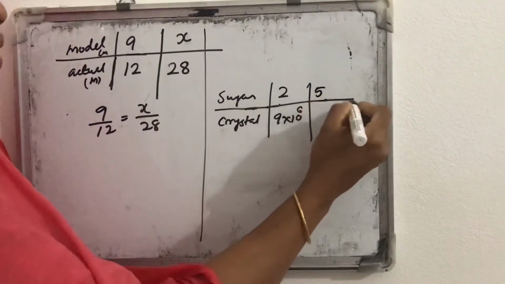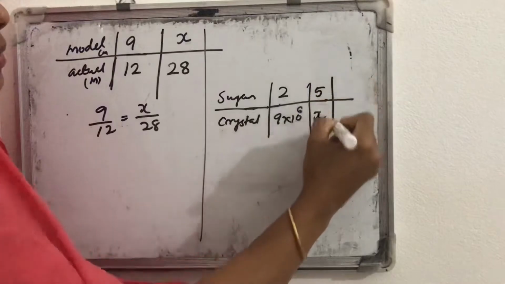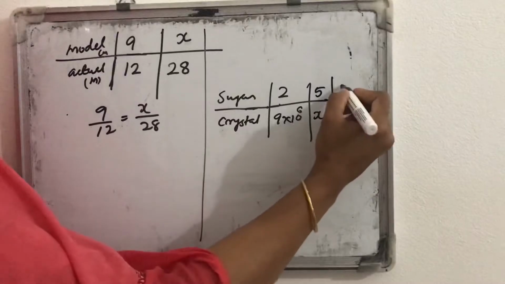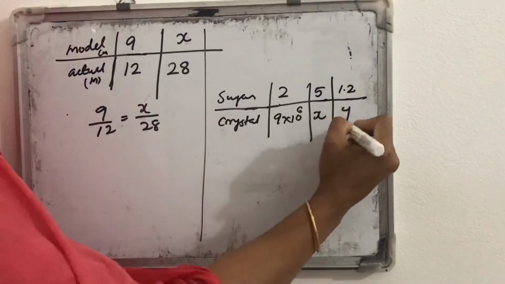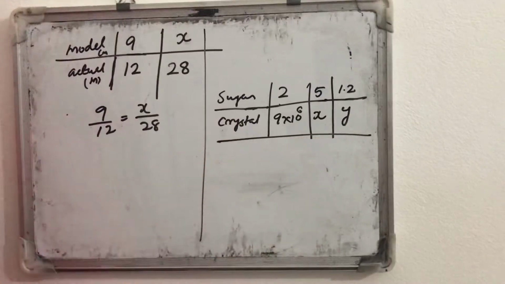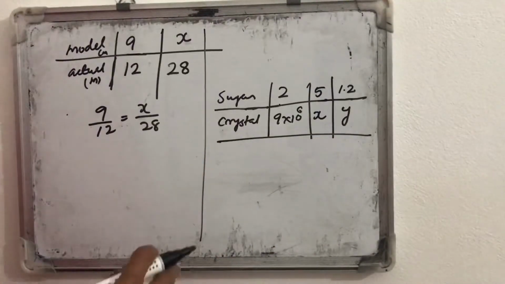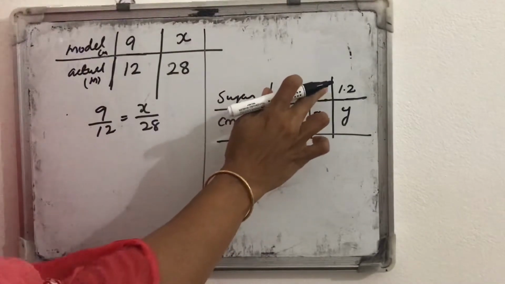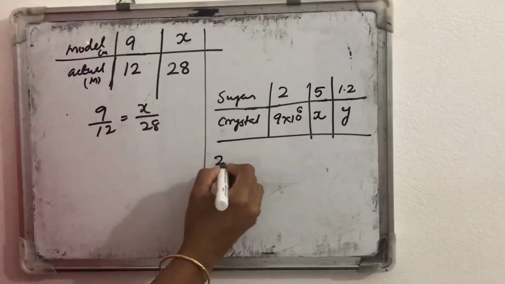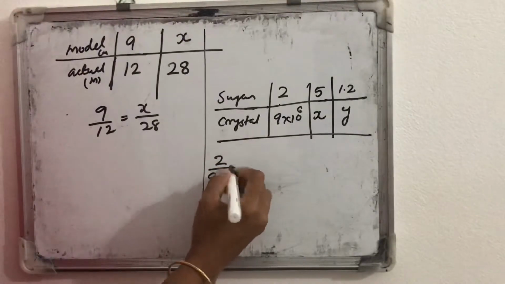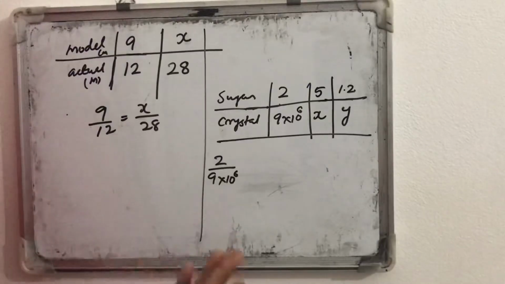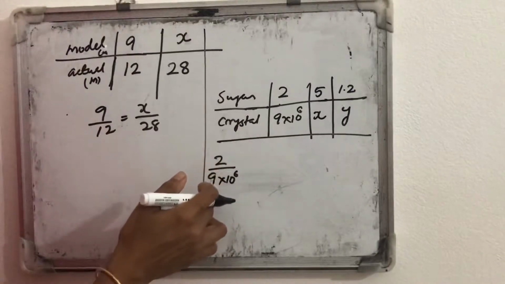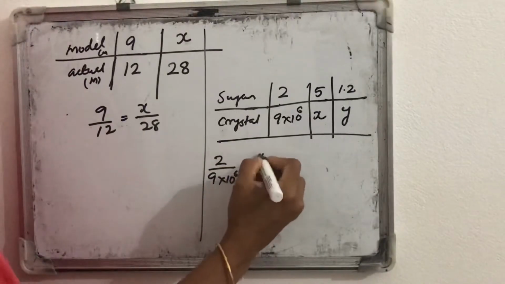If it is 5 kg, what is the quantity of crystals? Next you want to find out if it is 1.2 kg, what is the quantity? Here we want to find the answers to 2 questions. Here also we can use x1 by y1 is equal to x2 by y2. They are in direct proportion, that we know. If the quantity of sugar increases, the number of crystals also will increase. So 2 divided by 9 into 10 raised to 6 is equal to 5 by x.